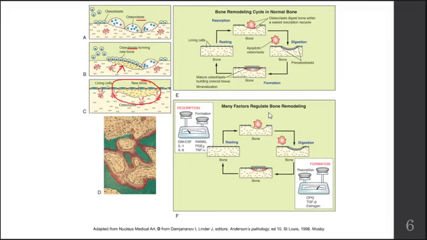And what's important to know is that there are many different signaling factors that are involved in both the resorption and the formation of new bone, and these are necessary for remodeling. And you can see all of those signaling factors listed here and here, so you should be aware of these. Just kidding. So that's just an overview of bone remodeling.